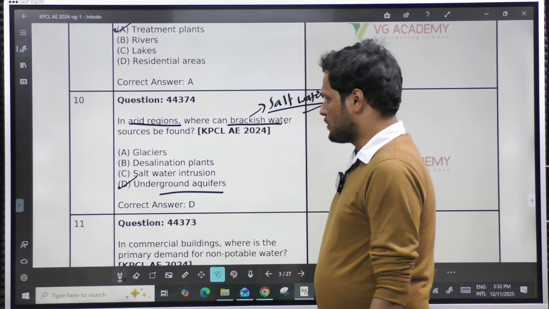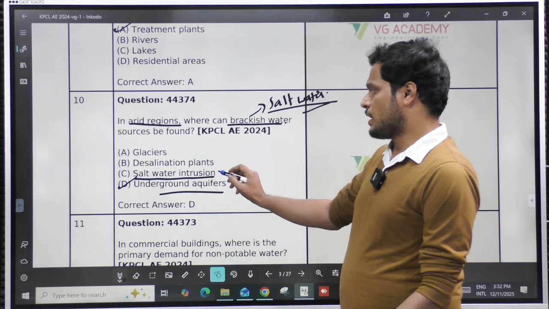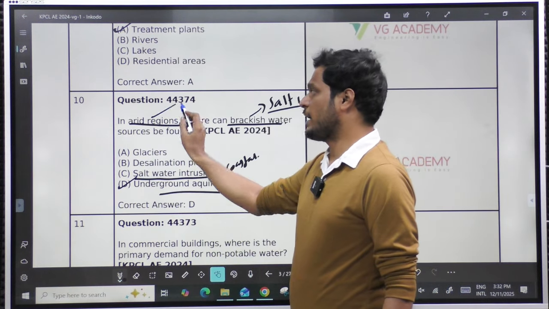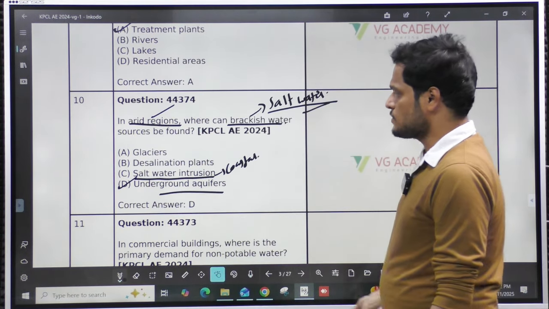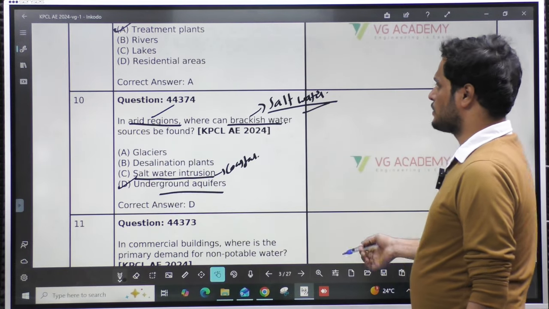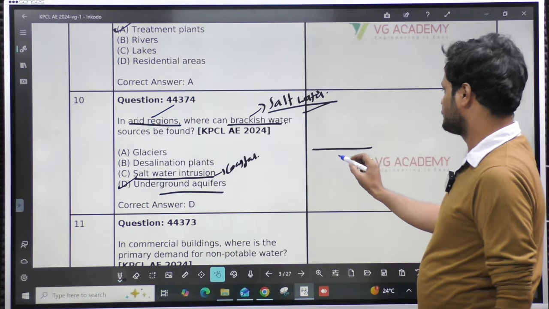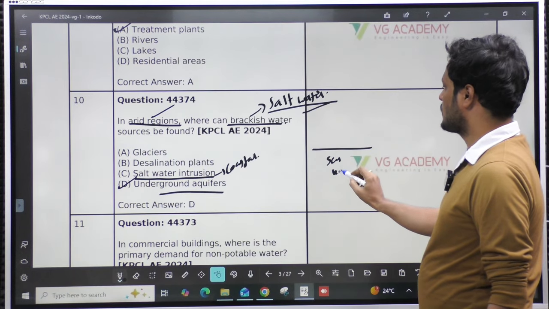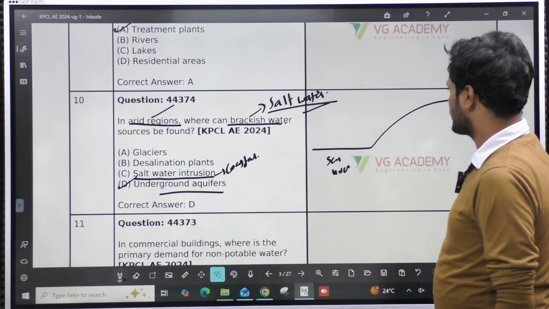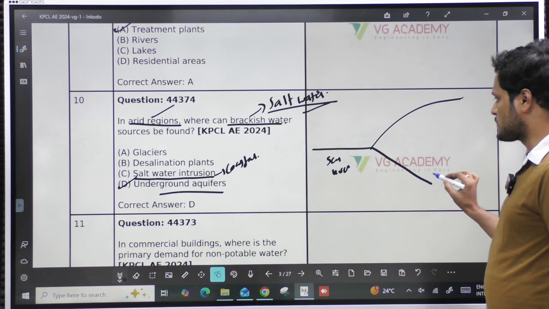Glacier, it's a pure water. Salt water intrusion occurs in coastal areas, but they give arid regions. So for arid regions, the possible answer is underground. But in coastal areas also we can find this slight brackish water, because this is the sea level and our groundwater table will be above the sea level like this. So seawater will penetrate inside the groundwater like this.